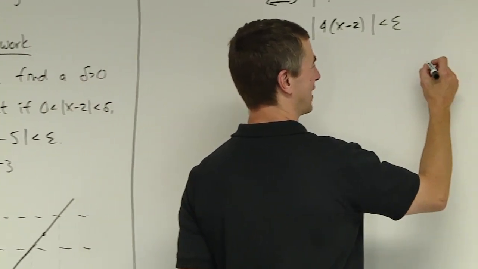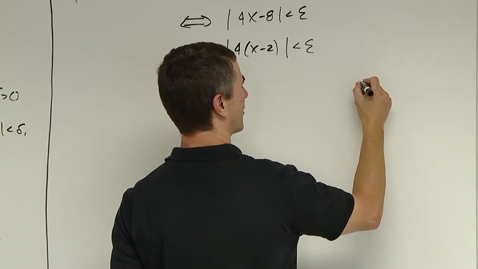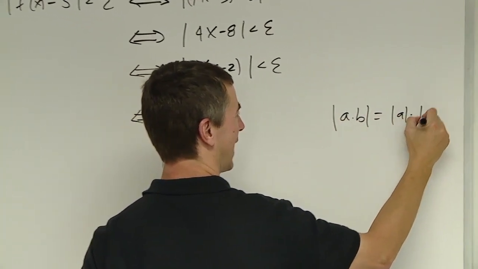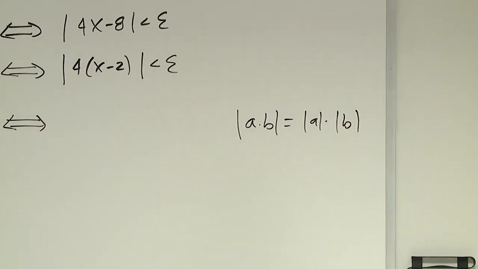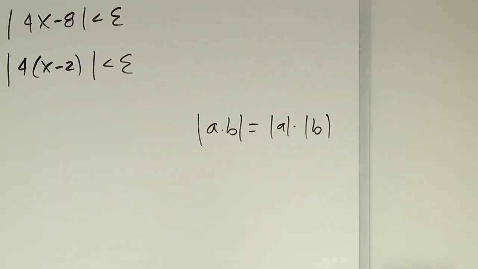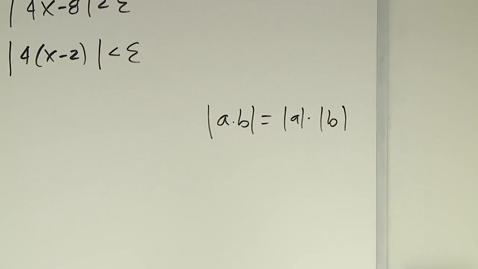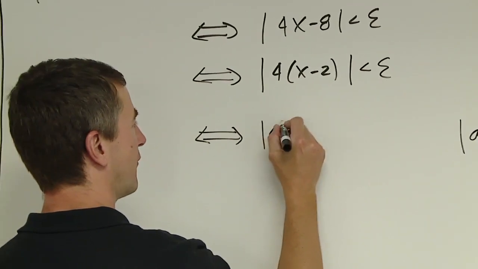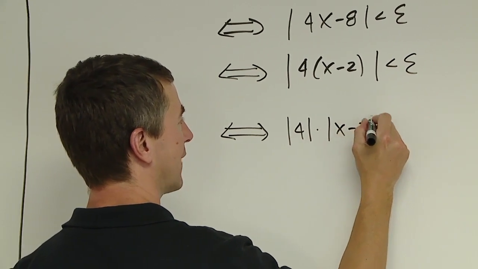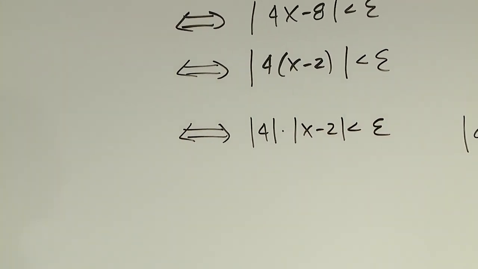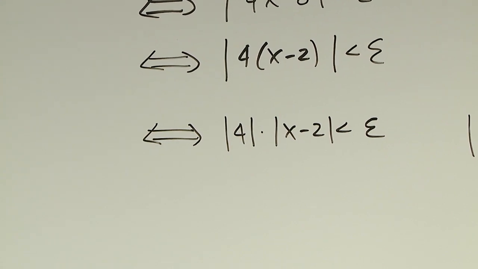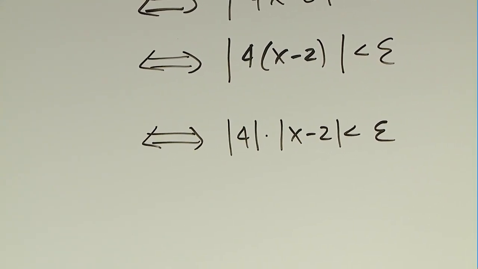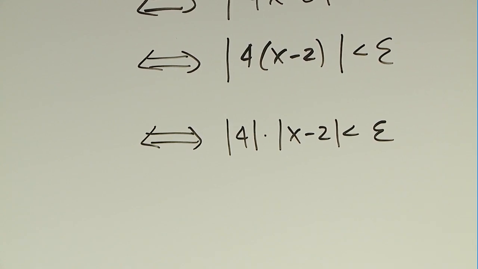So there's a property of absolute values that's useful here, called the absolute value of a times b is the same as the absolute value of a times the absolute value of b. This is a useful property of absolute values. You can verify it on your own. Meaning I can rewrite this as absolute value of 4 times absolute value of x minus 2 less than epsilon. So now I've got an absolute value of x minus 2 all by itself, just as we were hoping to get.